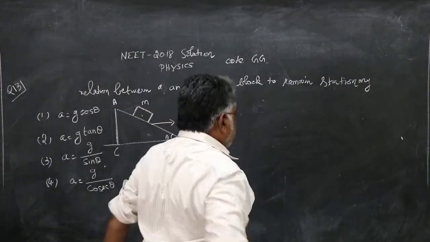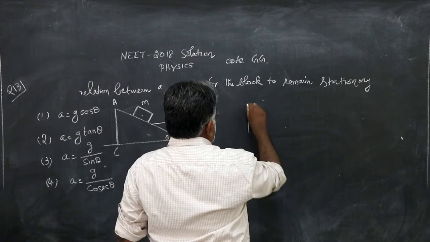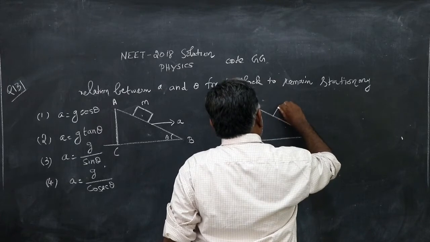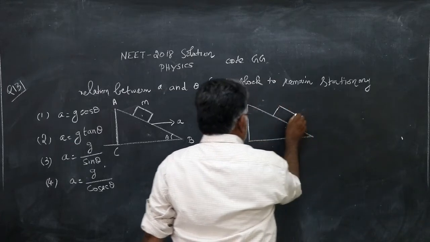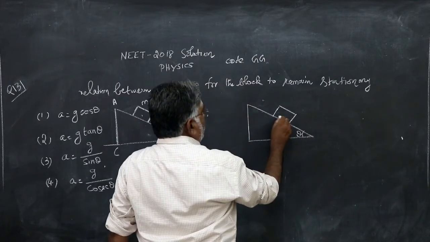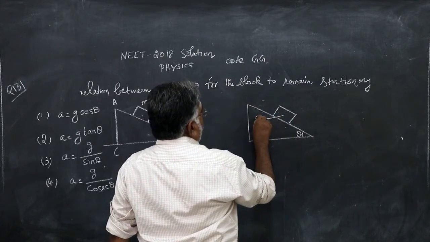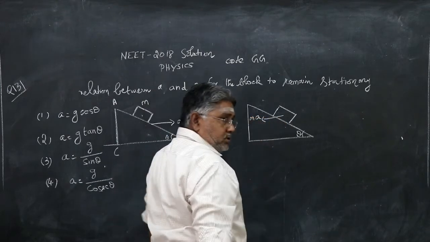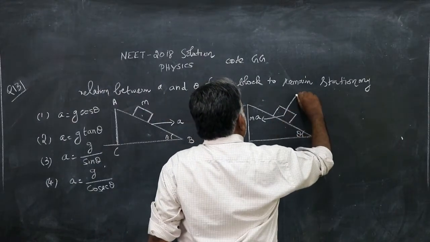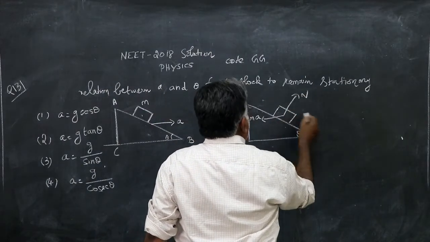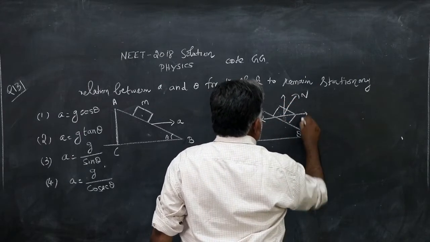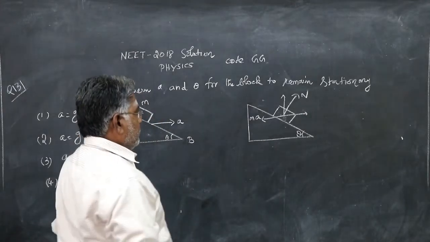Let me draw a rough sketch. Okay, this is theta. Pseudo force will act this way. m is the mass of the block. Normal reaction is this way. You can resolve this into two components.